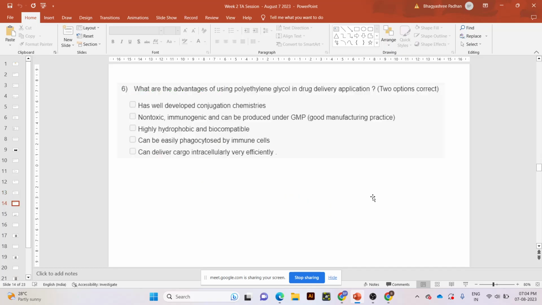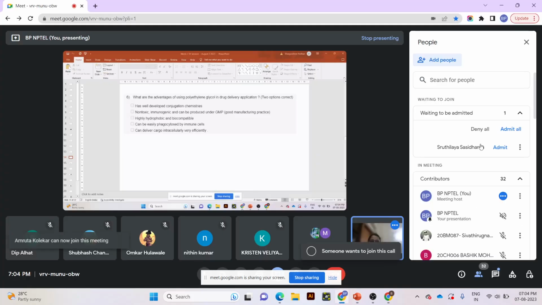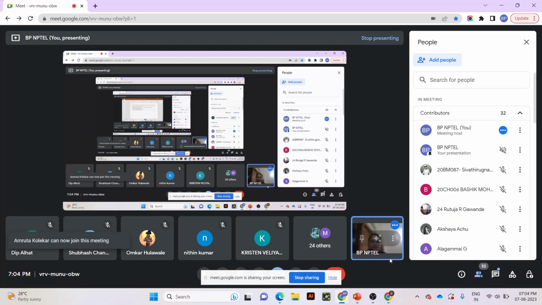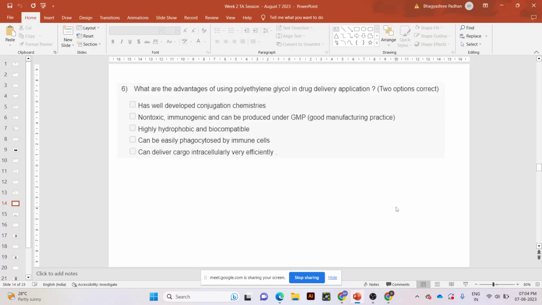So the next question is, what are the advantages of using polyethylene glycol or PEG in drug delivery application? We have to select two options. It has well-developed conjugation chemistries. Yes. It is non-toxic, non-immunogenic, and can be produced under good manufacturing practice.